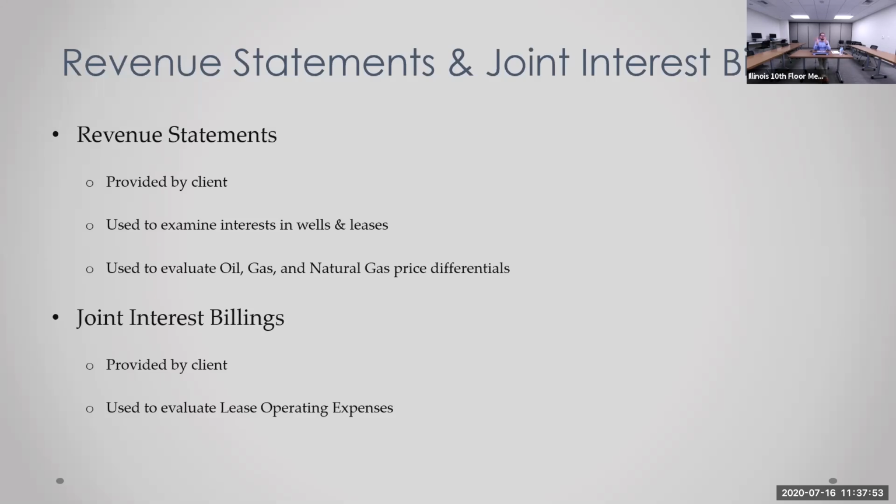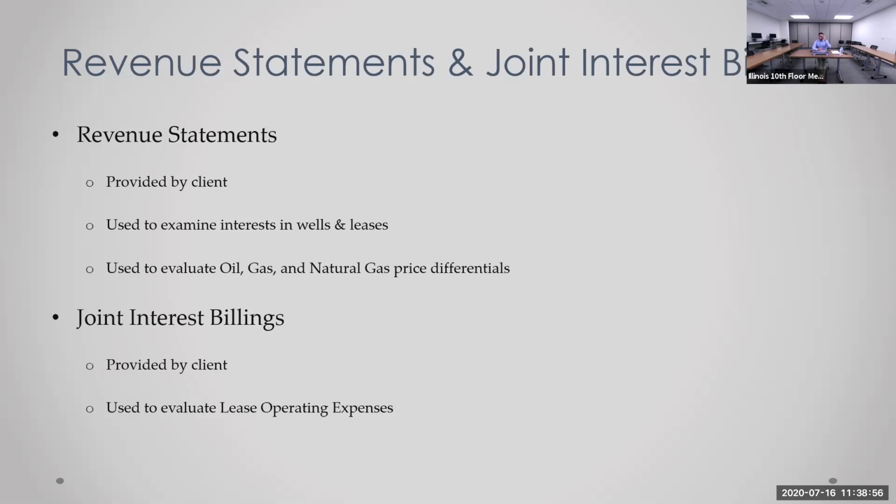And obviously I'm not diving into detail about this, but that's the main idea that you all need to familiarize yourself with. Now, joint interest billings, those are JIBs, again provided by the client. And those are provided by the client if they have working interests in wells. By working interests, I mean, say you have a 5% working interest in a lease, and the lease expenses are, whatever, $10,000 a month, okay? Your 5% means that you have to pay $500. So when we look at the JIBs, it's the same as looking at the revenue statements. We can tell how much your working interest is, how much you owe whoever is running the well or the lease. So it's used to evaluate your working interest and the lease operating expenses.